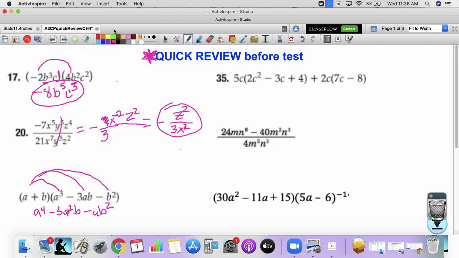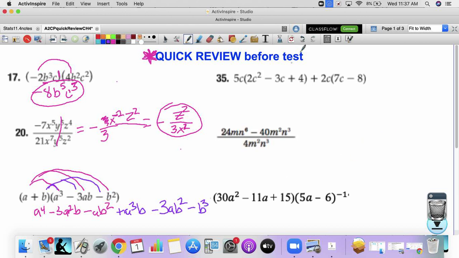I'm going to then distribute this b across here, and way over here. So I'm going to have positive b times a to the third, so it's going to be a positive a to the third times b. Then I'm going to have a b times negative 3ab, so it's going to be negative 3a b squared. And then lastly, b times negative b squared is going to become a negative b to the third.